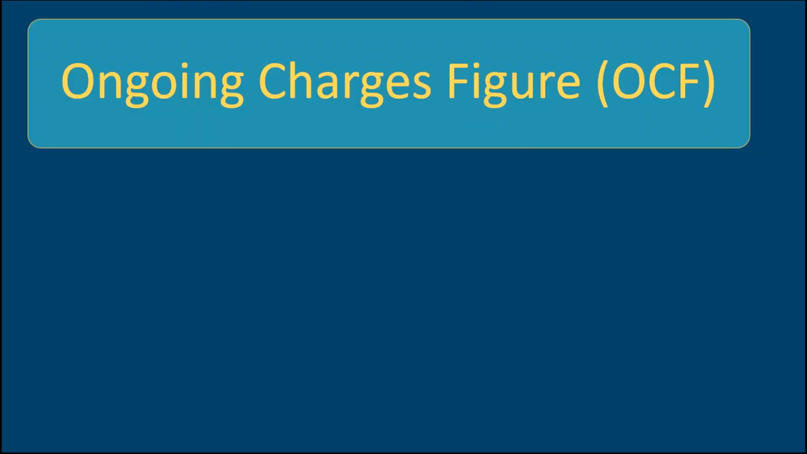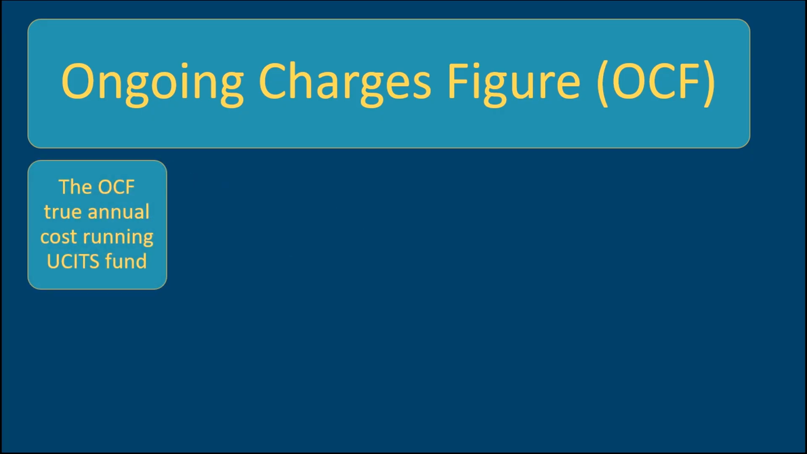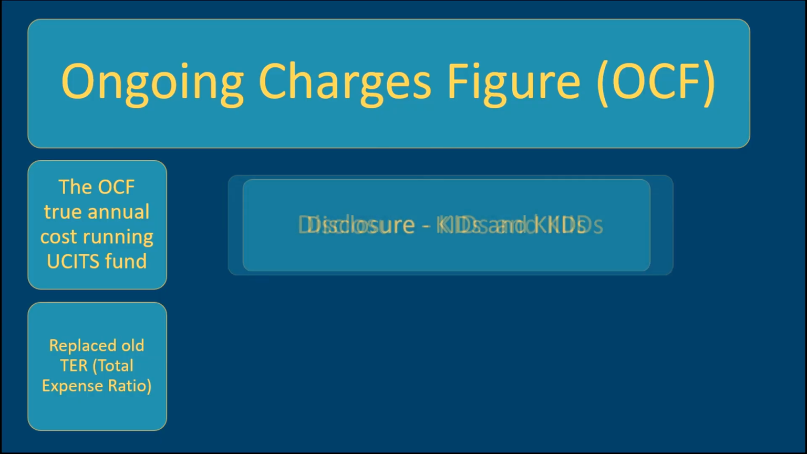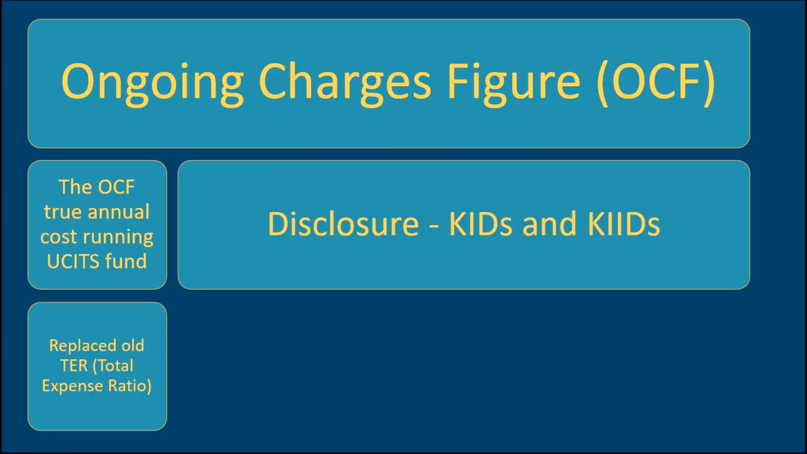Unit trust charges. Ongoing charges figure, which is in the KID. So we need to know what this is. Now, as you can appreciate, the OCF, the ongoing charges figure, is the true annual cost of running the UCITS fund. So we're talking here about the annual management charge, effectively. It replaced the old TER, total expense ratio. So this is up to date on the regulatory side for you as well. We have to disclose this in our KID or KIDs. This is the disclosure, of course, that you have to get involved in.